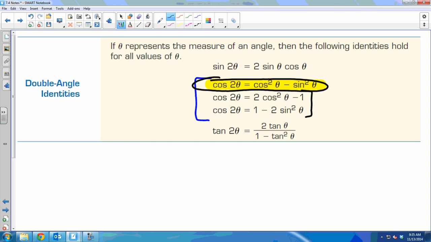All right. On the problems on the back, it's going to tell you to find all 3 of these: sine of 2 theta, cosine 2 theta, and tangent 2 theta for each angle measure. It'll be fine. I promise.